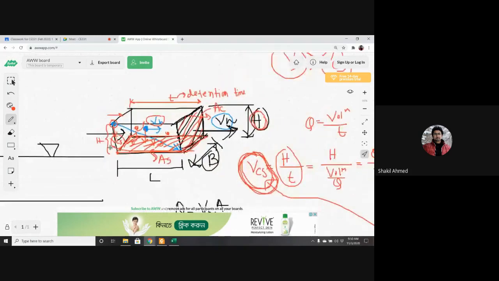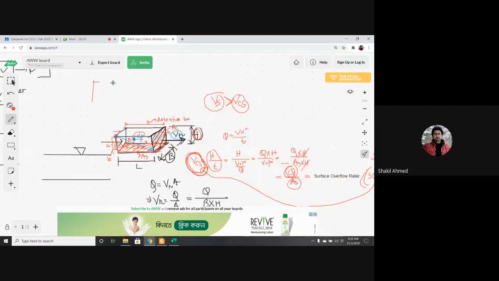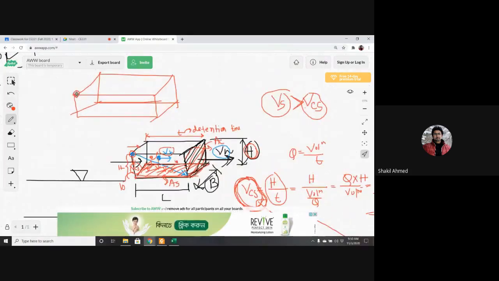For example, the critical settling velocity is 10 for this tank, and in that tank you have a particle with a settling velocity of maybe 15. Your Vs is 15, your Vcs is 10. Then what will happen? Will this go towards Vcs or Vh?